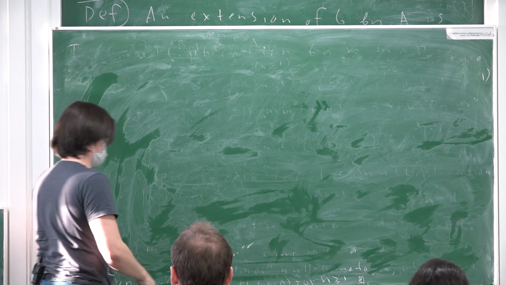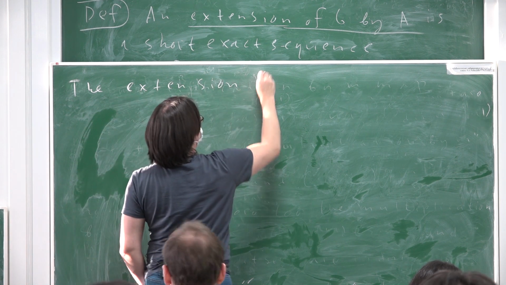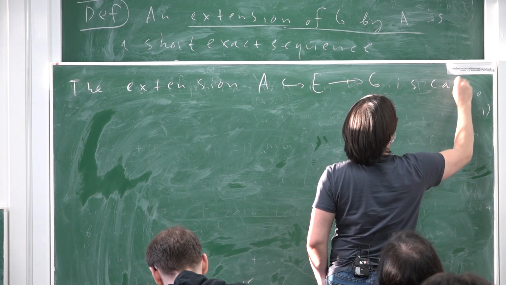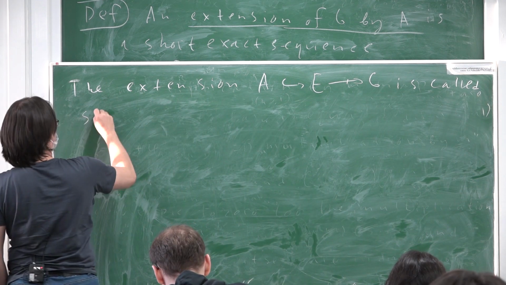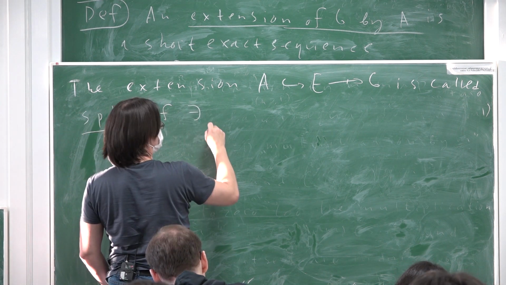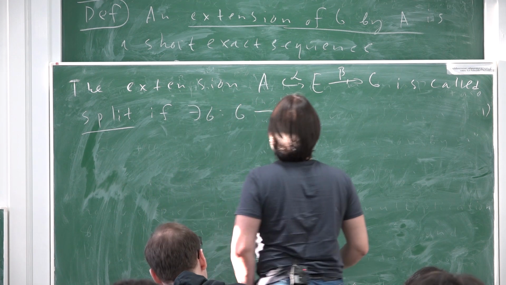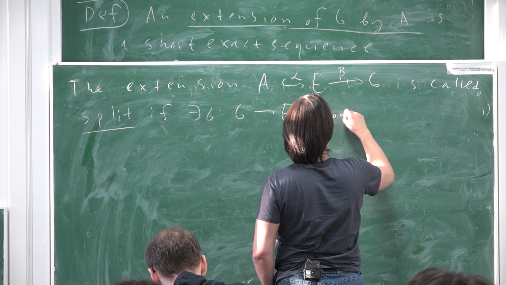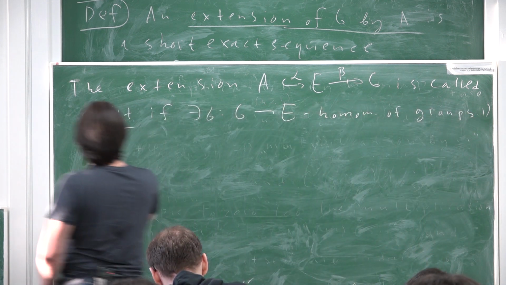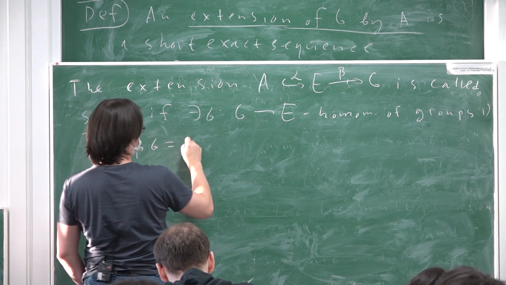So now the extension A, E, G is called split if there exists sigma from G to E, which is a homomorphism of groups, such that beta sigma equals identity on G.